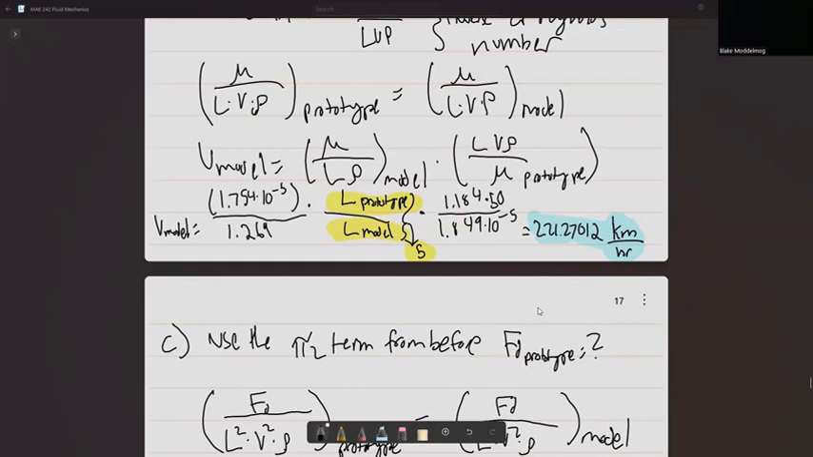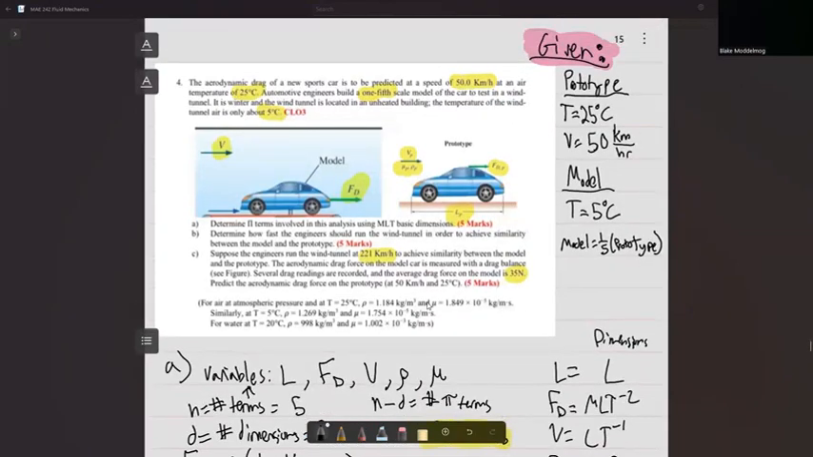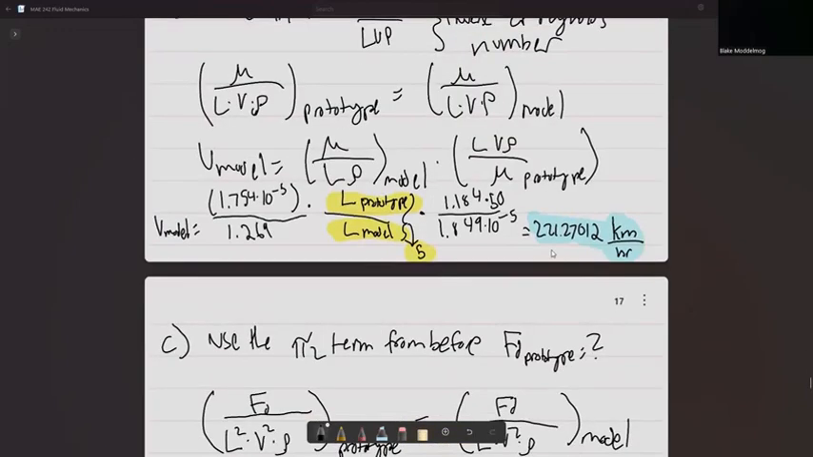All right, so finishing it up with part C, it says to suppose the engineers run the wind tunnel at 221 kilometers per hour to achieve similarity between the model and the prototype. The aerodynamic drag force on the model car is measured with a drag balance. Several drag readings are recorded, and the average drag force on the model is 35 newtons. Predict the aerodynamic drag force at the initial conditions given. So we're going to take this and this. This was pretty close to our answer from part B. This is just the simplified version, less sig figs.